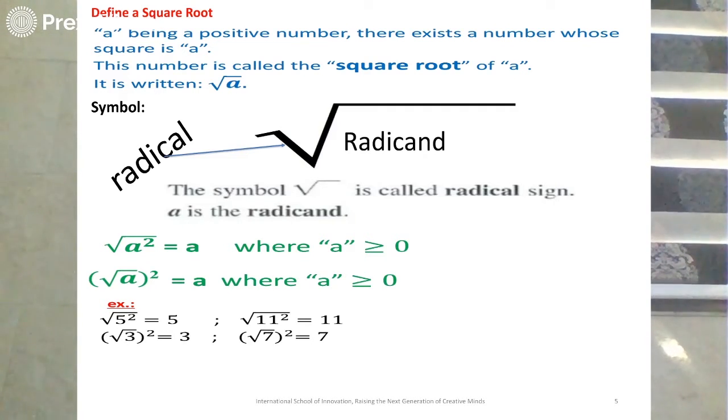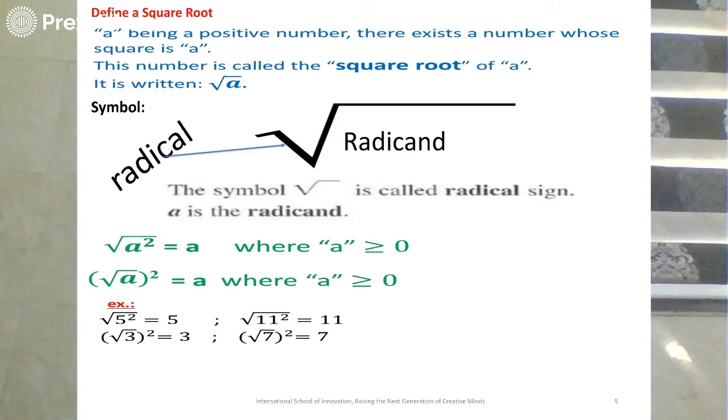Square root of a squared, or radical a squared, is equal to a, where a is a positive number or 0, and radical a all of its square is also equal to a. We took examples. Radical 5 squared is equal to 5, radical 11 squared is equal to 11, and so on. Radical 3 all of its square is equal to 3, radical 7 all of its square is equal to 7.